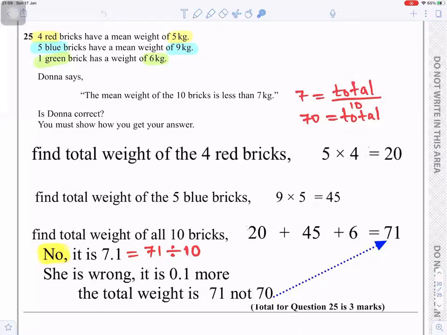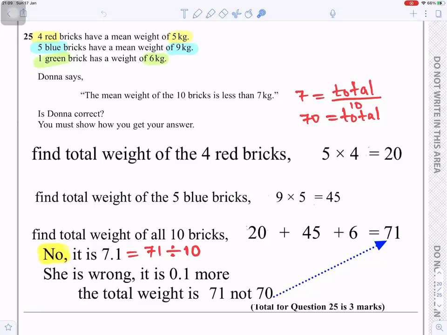Question number 25. 4 red bricks have a mean weight of 5 kilograms. 5 blue bricks have a mean weight of 9 kilograms. 1 green brick has a weight of 6 kilograms. Donna says the mean weight of the 10 bricks is less than 7 kilograms. Is Donna correct? You must show how you get your answer.